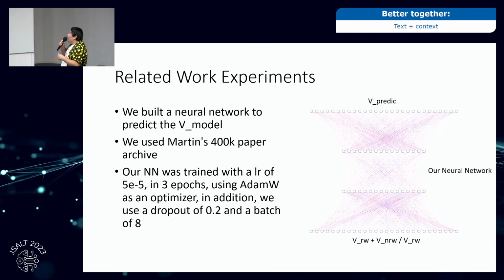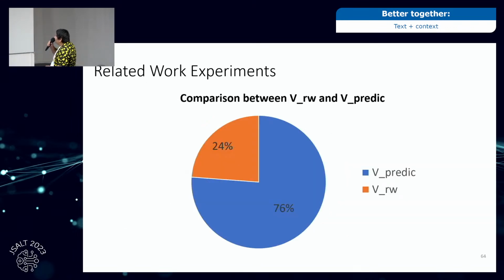We build a new neural network. It's very simple to predict the B model. We use Martin's file, our neural network trained with specific hyperparameters, as you can see. And the result is very interesting, I think.